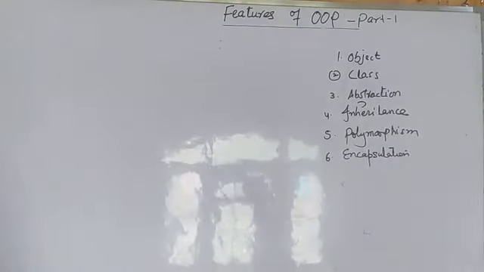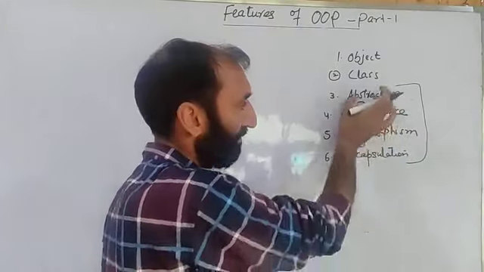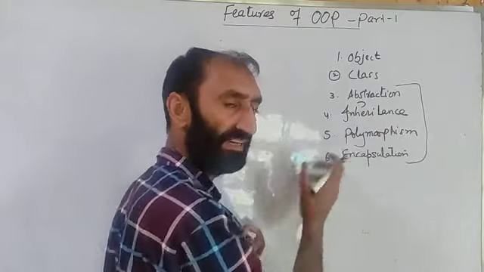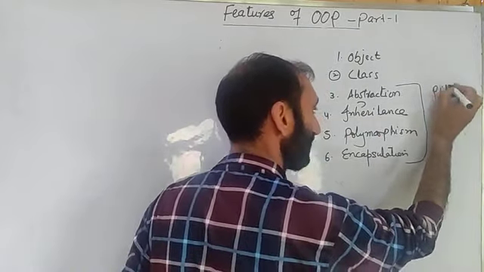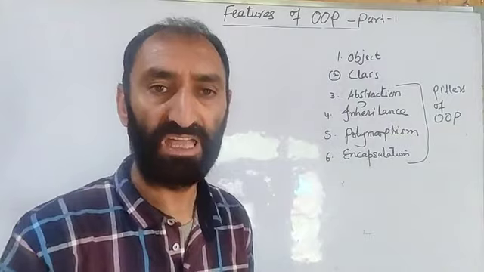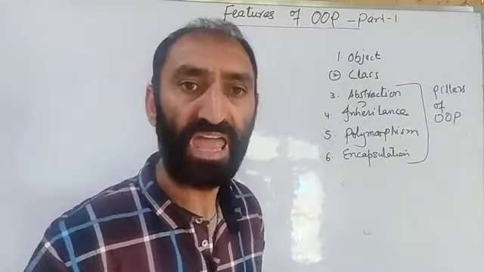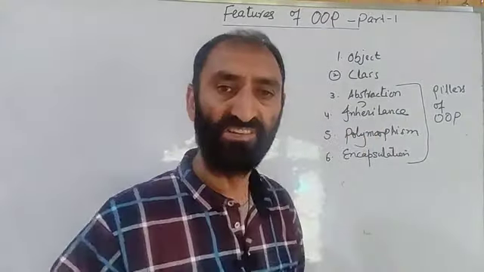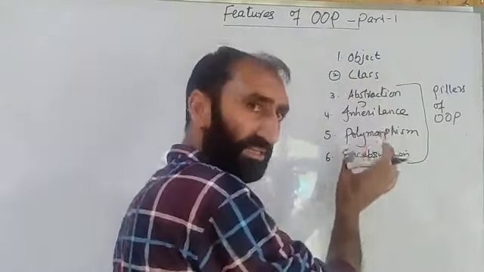There are 6 different features of object-oriented programming, and among these, four features, abstraction, inheritance, polymorphism, and encapsulation, are also called the pillars of object-oriented programming. In today's video, we will discuss these features very briefly. In coming videos, we will discuss these features one by one broadly, with every minute detail and their implementation.